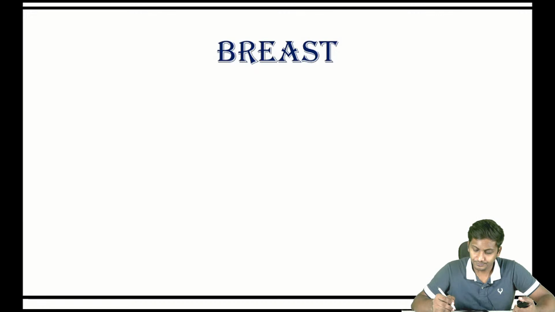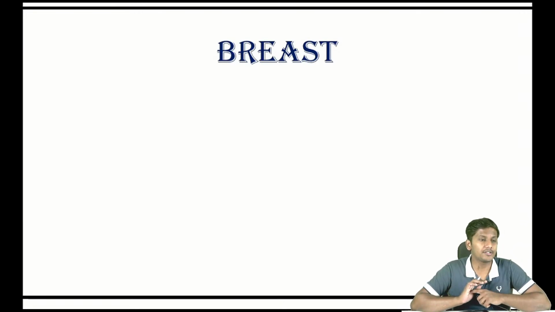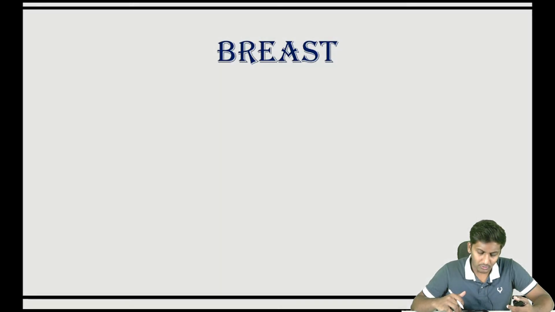Okay, great. Now let's talk about a very important topic from your endocrinal surgery, and that will be breast. First thing that you have to understand: what are breasts? Breasts are also known as the mammary glands. They are made up of two kinds of tissue. One is the glandular tissue which is present inside them, and the second is fat.